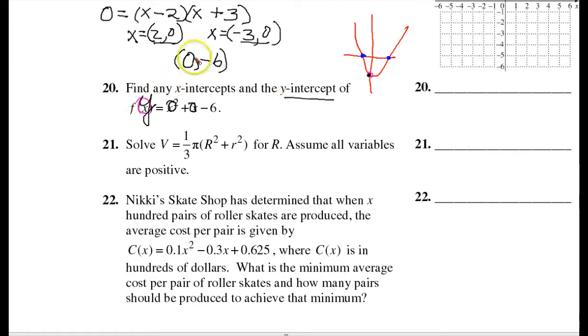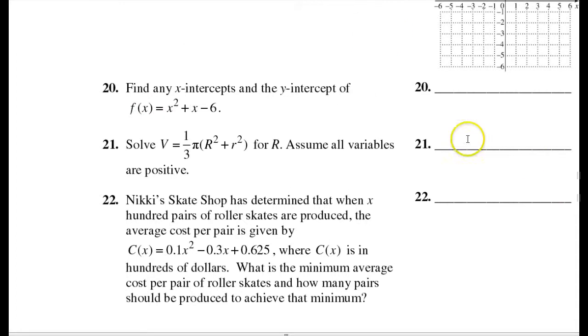And how did we get it? Well, we used in our formula this as 0, factored it, got finding the zeros is actually what this is. And for this one we had y here, and then we put x as 0. That gave us our y-intercept. Okay, let's go on to this next one and we'll solve that.